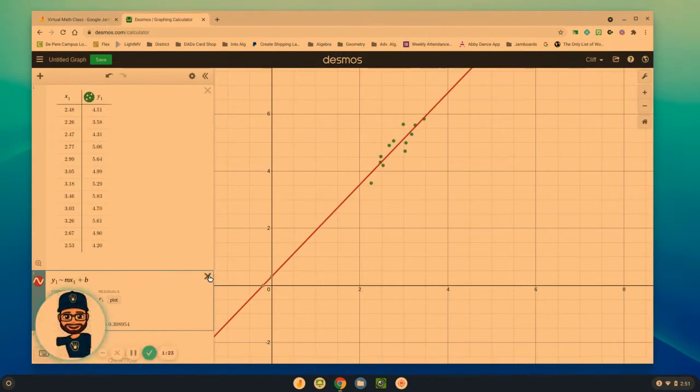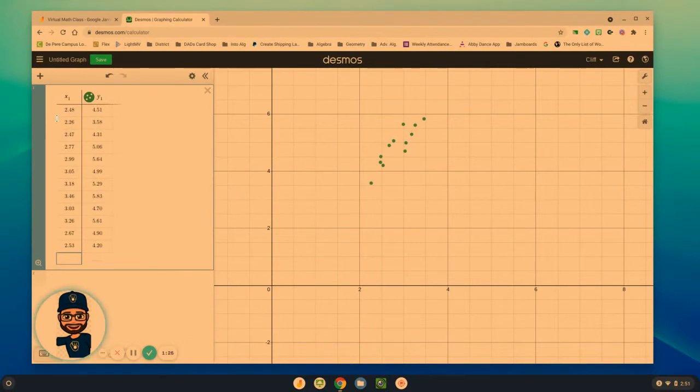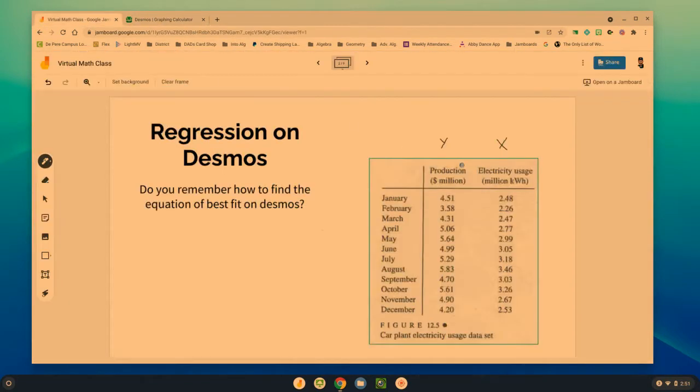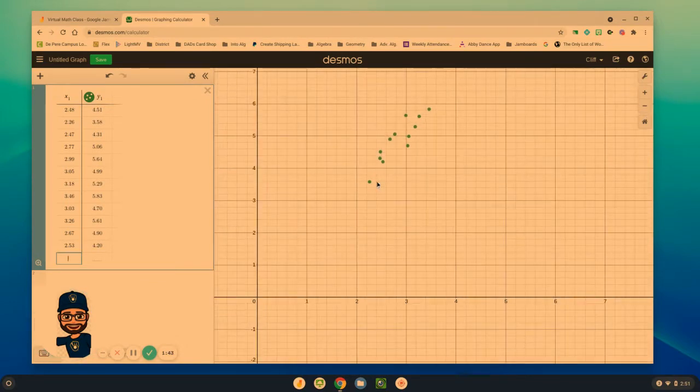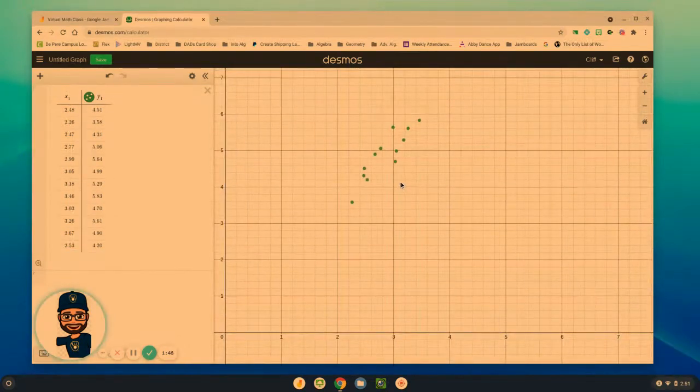All right, and I've already done that to save us a little bit of time. Here's the x1 and here's the y1, directly from this table. I punched in the x's and then I punched in the y's, and you'll see we get this type of scatter plot over here. I did change my window, but I can zoom in a little bit more if I wanted to.